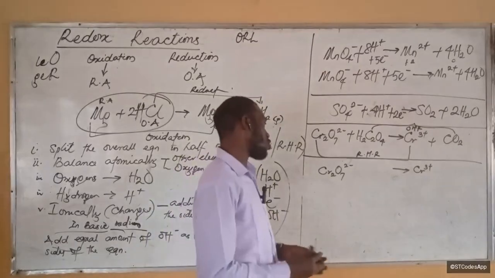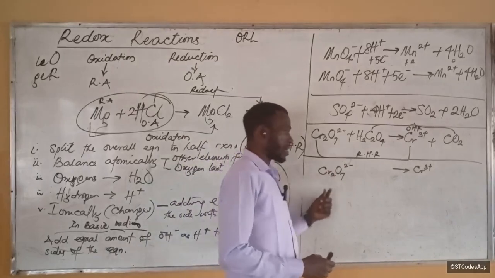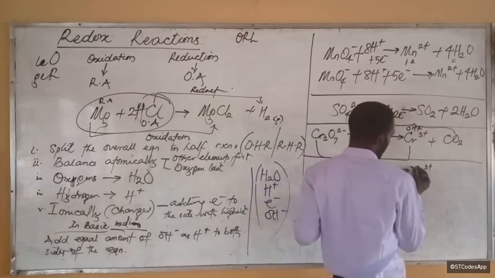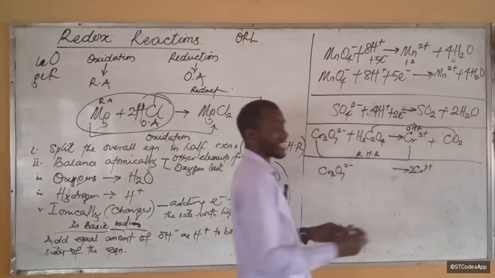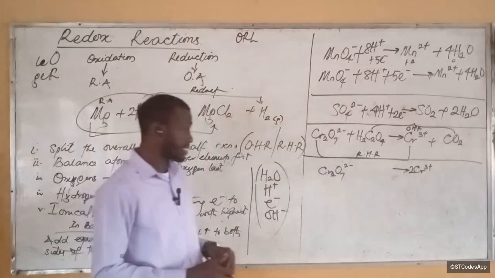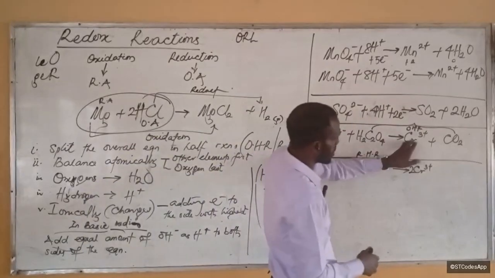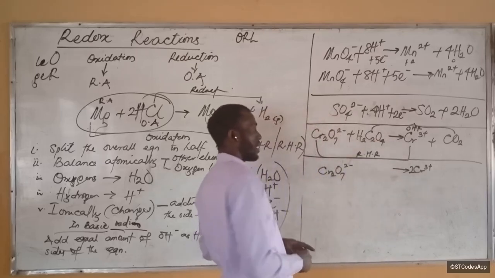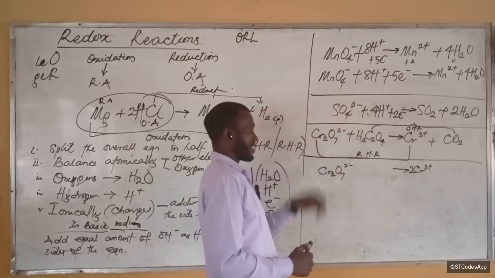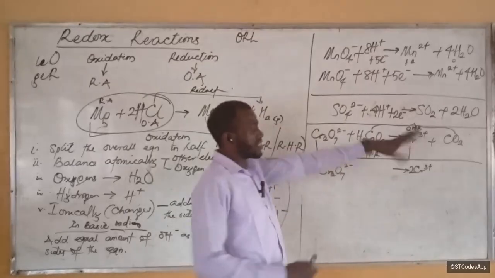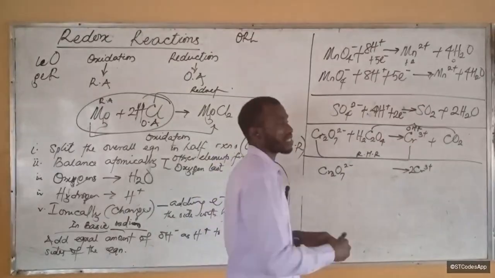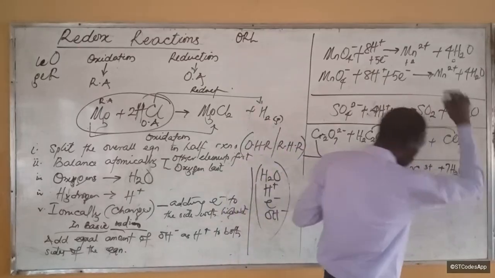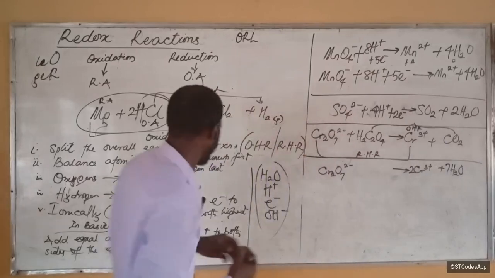Now you will see that chromium is here. How many chromium do we have here? We have 2. How many chromium do we have here atomically? 1. So we add 2 at the back to make it balance. Is that clear? You know we had 1 initially. It's 2 here. We put 2 here to make this balance. How many oxygen do we have here? 7. How many do we have on that side? 0. We add what? 7 water. You got it. 7 water, because it is always water we use to balance oxygen. Remember.